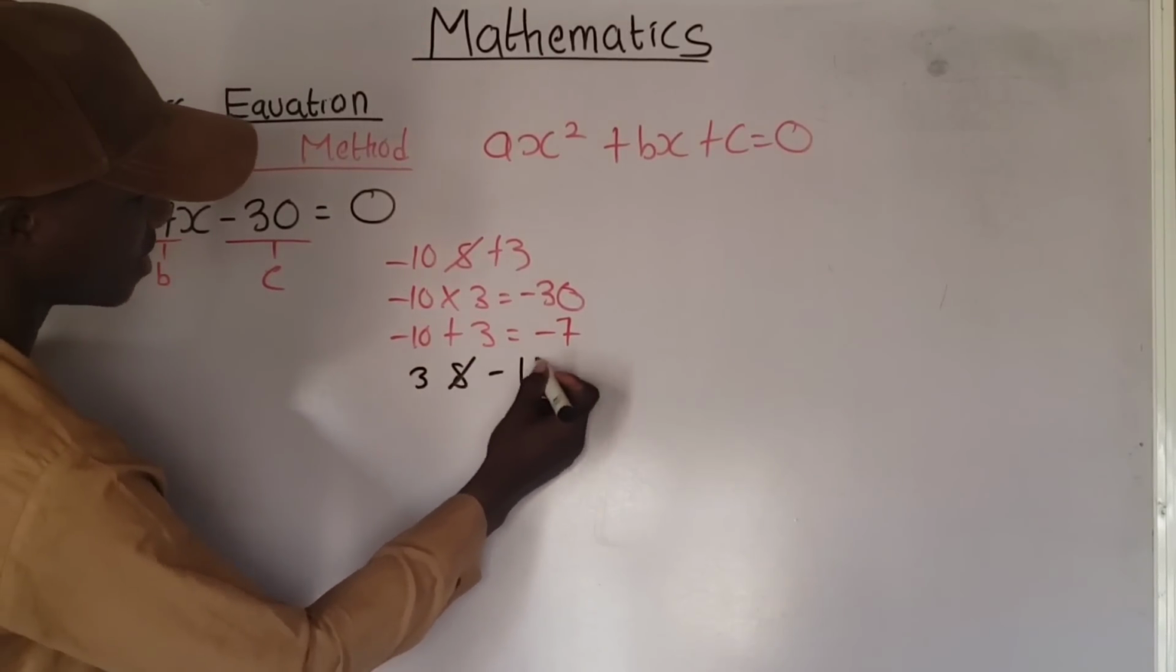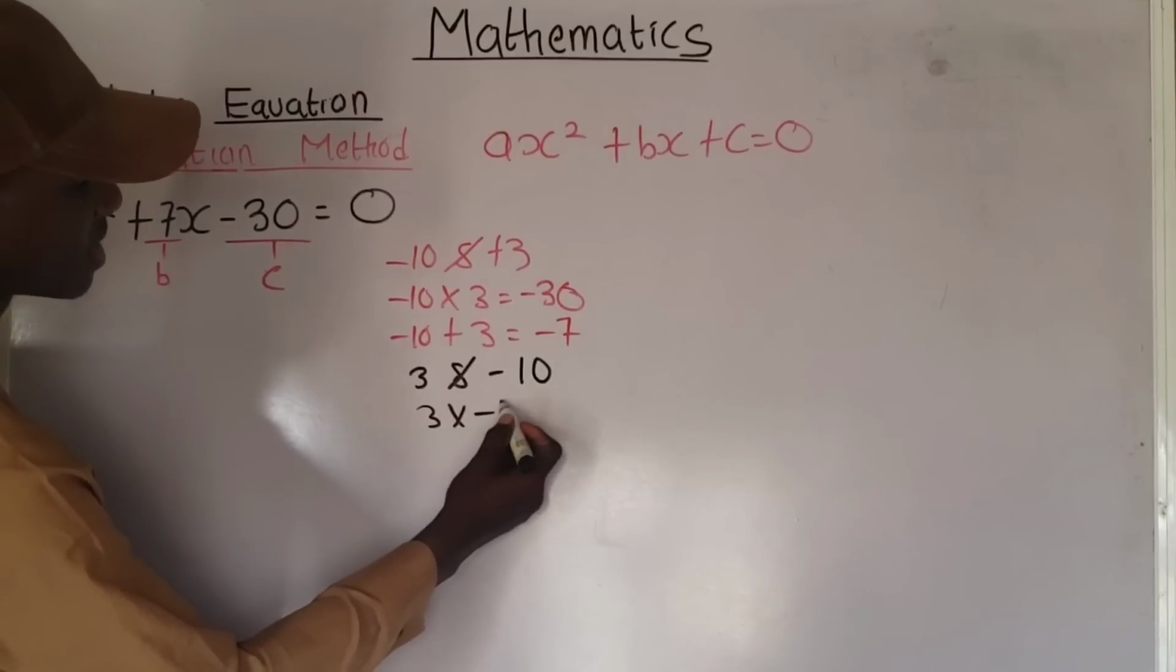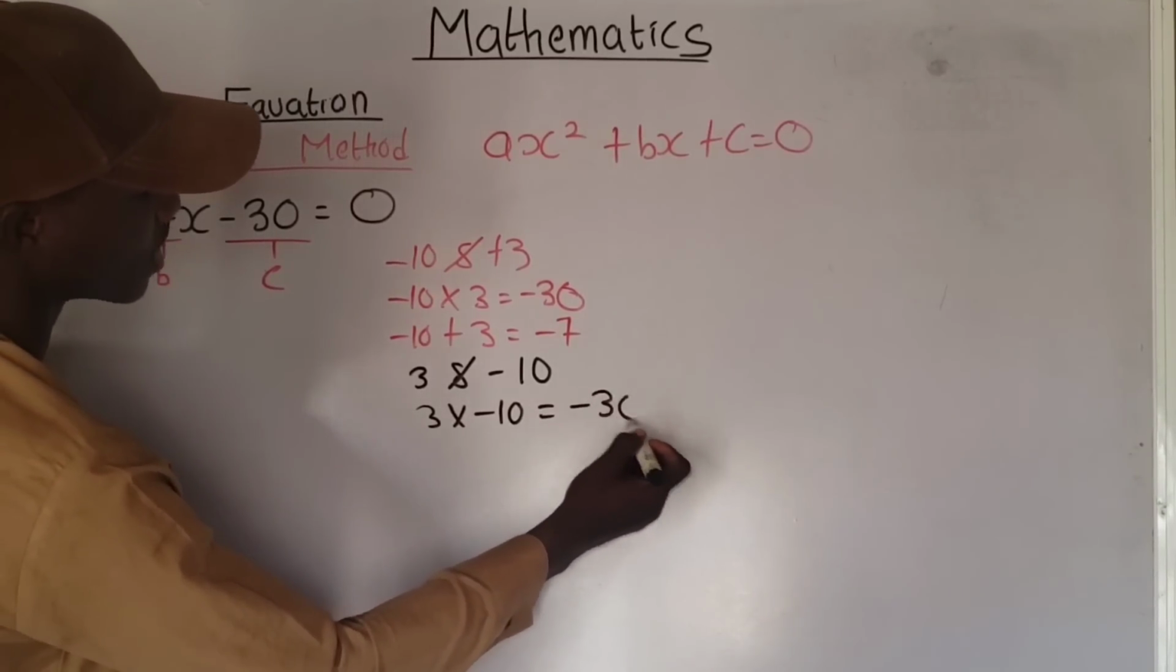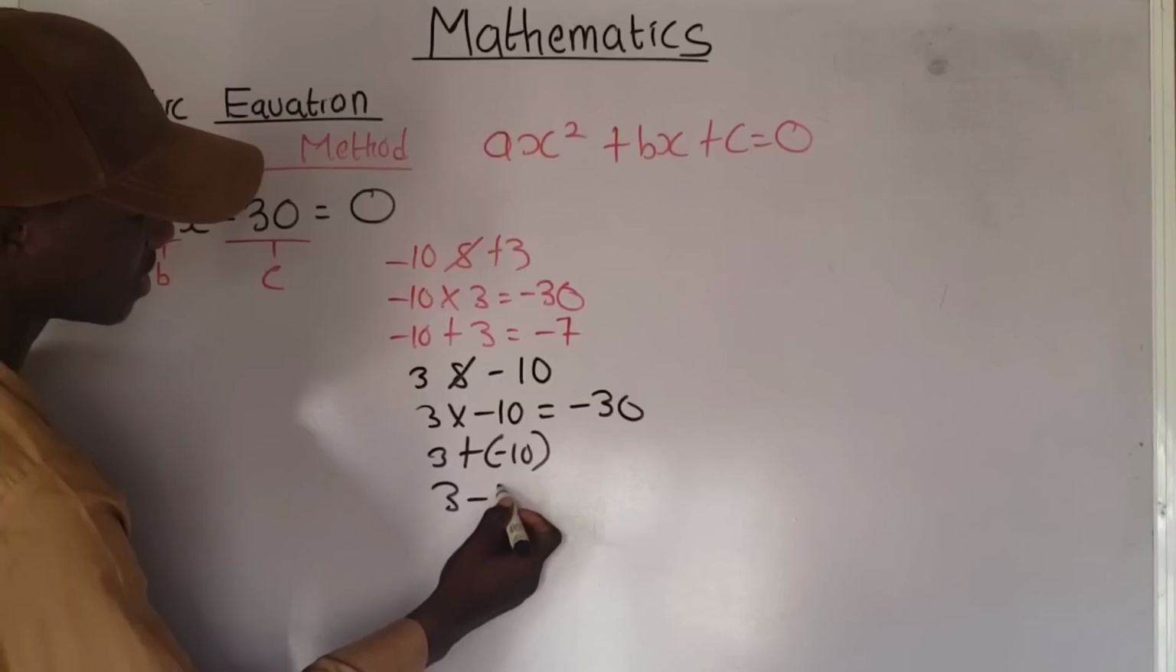Okay, let's take the product of 3 and negative 10. 3 multiplied by negative 10 is what? Negative 30. Okay, 3 plus negative 10, that will be what? 3 minus 10.